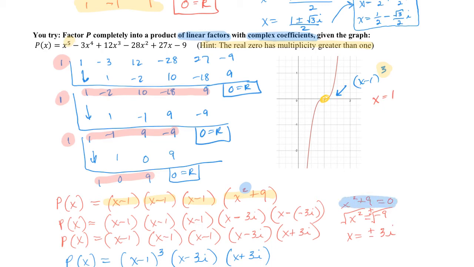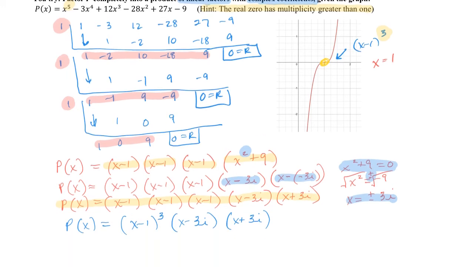So I take the x^2 + 9 over here off to the side, and then I solve for x. I just subtracted 9 from both sides to the square root. Be careful when you take square roots, plus or minus. And so your answer was plus or minus 3i. So that gives me the factors of (x - 3i) and (x - (-3i)), okay? So I put all of that together, and the answer is p(x) = (x - 1)(x - 1)(x - 1)(x - 3i)(x + 3i).